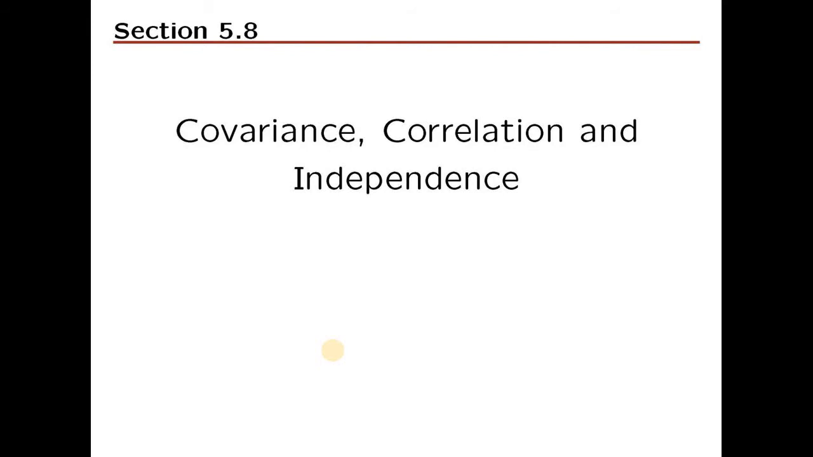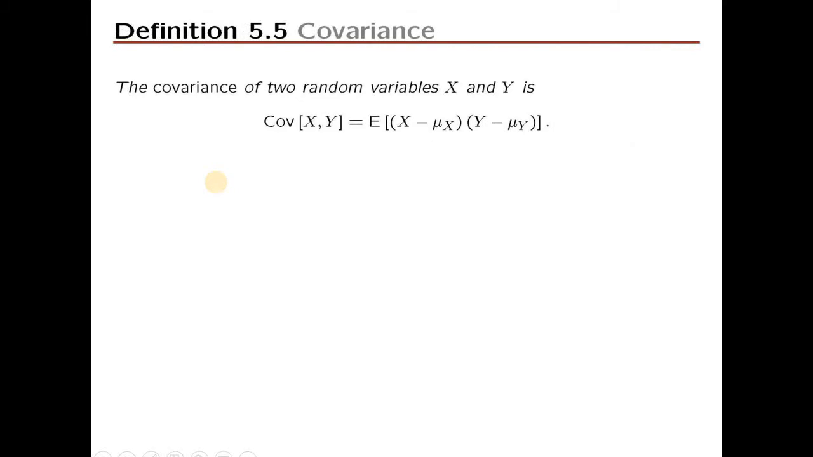The first one is the covariance. If you have two random variables, the covariance of the two random variables tells you how much difference there is between these two random numbers. So what is the variation between them? That's why we call it covariance.